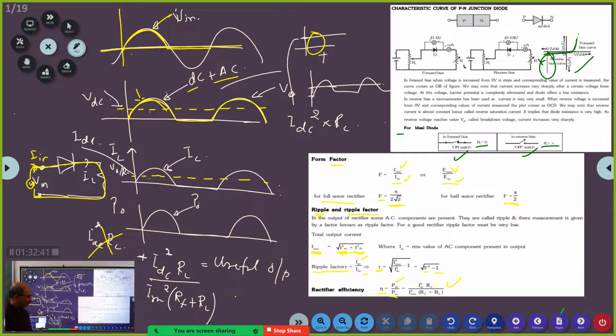Sir, here, which RMS are you considering? Which curve's RMS are you considering? This one, this IRMS. This IRMS you are seeing? Yes, sir. This IRMS only I told here. Yeah. See, what is this waveform? I wrote this waveform as what? VO, no?